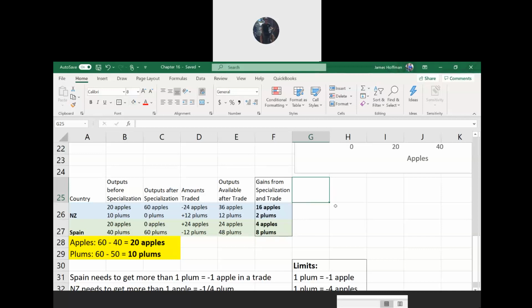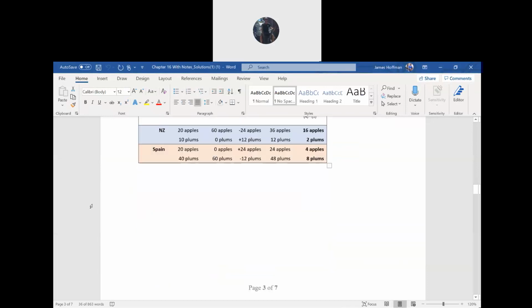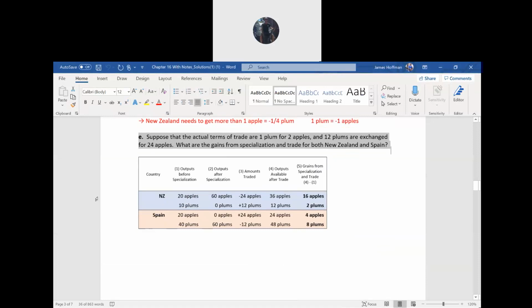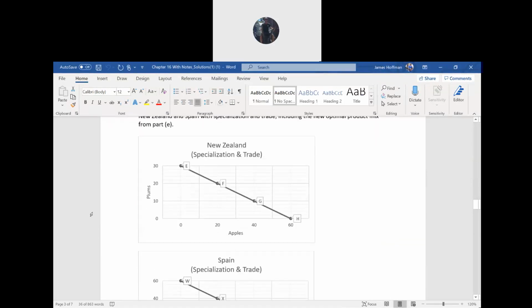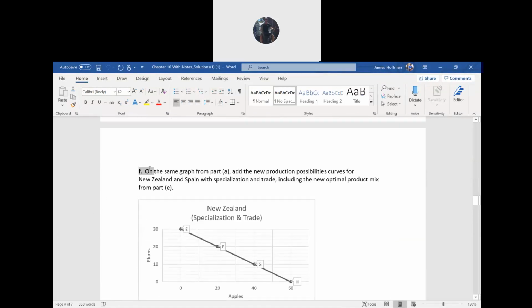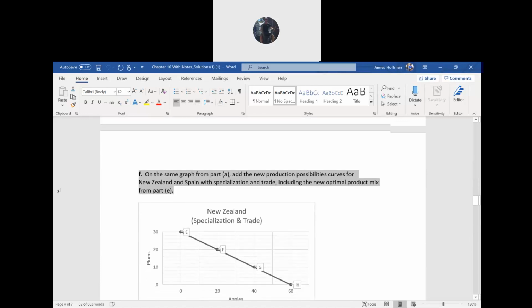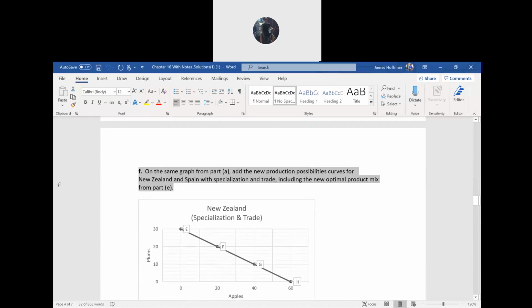Okay. So the final part of this type of question is part E. No, that was part E. Yep, part F. Okay, so the next part is to draw the new graph with specialization and trade.